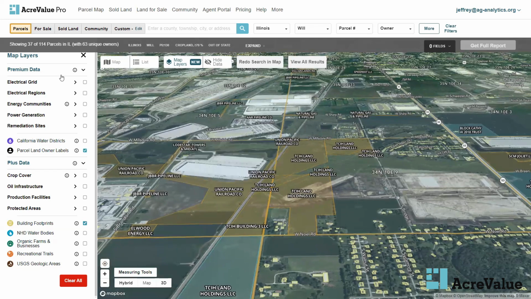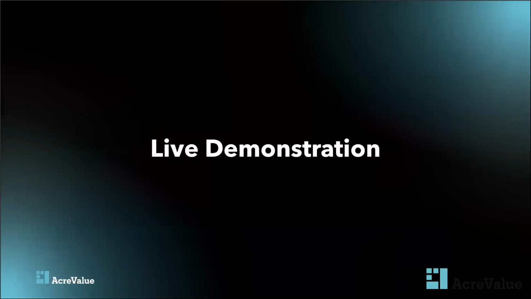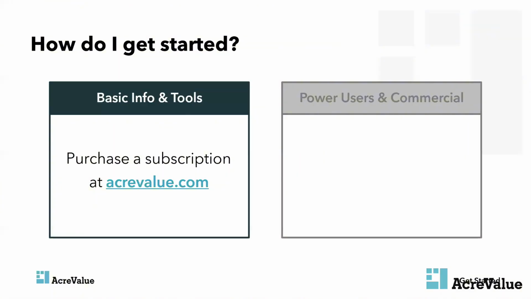Now, we've covered the different map layers that are available on AcreValue. We've covered a few examples of more of the primary ones that you'll be using for your particular searches and use cases. The final question here is, how do I get started? And so let's flip back to our slides to then talk about if you are curious about basic information and tools, as well as just getting access to some of the plus and premium data sets, you can purchase a subscription at acrevalue.com. We have a few short-term options there for you to be able to explore, get a sense of the system.